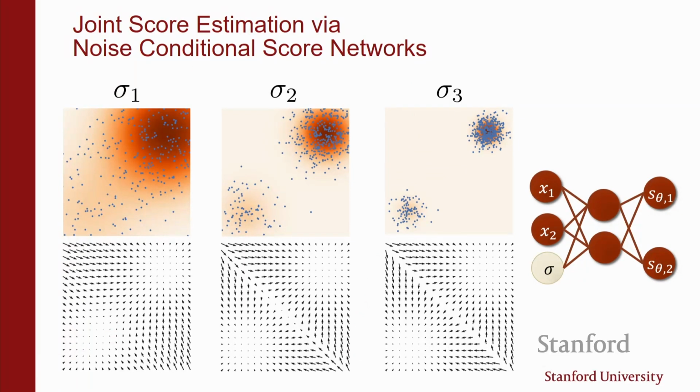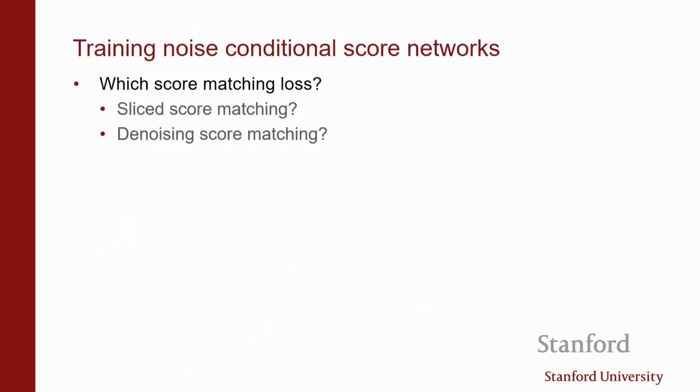How do we actually learn it? We're going to learn it by denoising score matching. So there's going to be this noise conditional score network, which is going to be a network that jointly estimates all this vector field of scores. And how should we train this? You could do slice score matching. It's much more natural to just use denoising score matching.